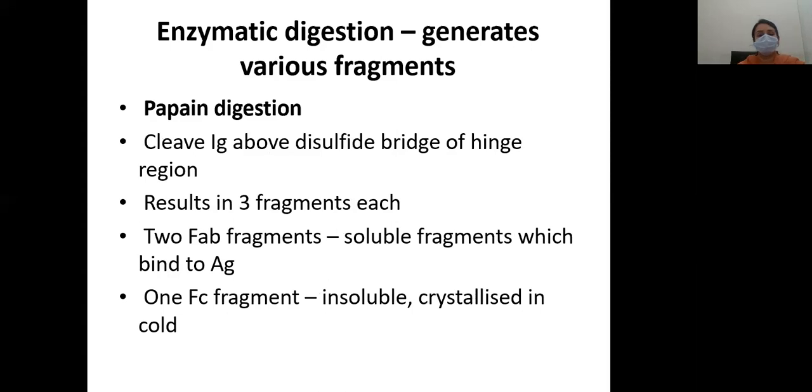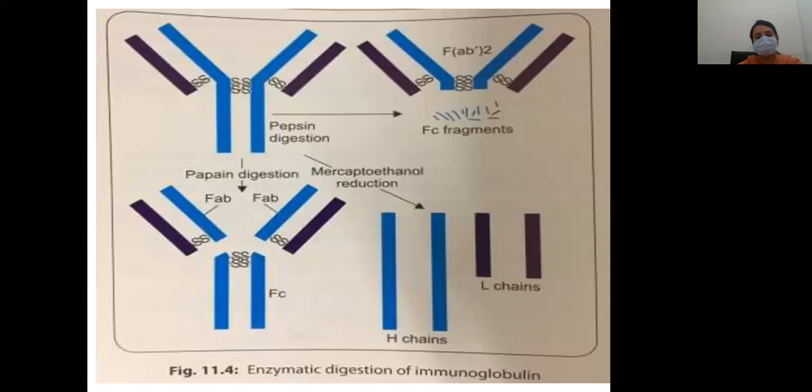Okay, then next is enzymatic digestion, which generates various fragments. Number one, there is papain digestion. It cleaves immunoglobulin above the disulfide bridge of the hinge region, and it results in 3 fragments: 2 FAB fragments, they are soluble fragments which bind to antigen, and 1 FC fragment, this is insoluble and it is crystallized in fold. So this is a picture of enzymatic digestion of immunoglobulins.